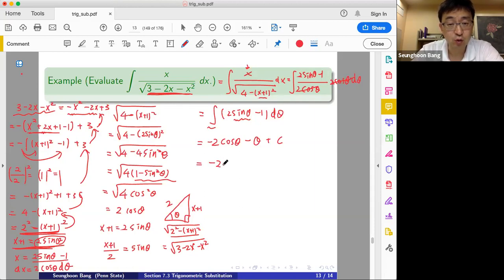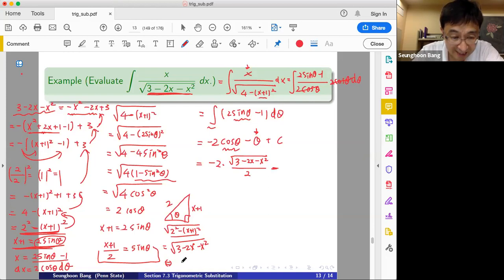Keep negative 2. What is the cosine theta here? Adjacent over hypotenuse: the square root of 3 minus 2x minus x squared over 2. Now, what is theta? Here, you can use inverse sine. x plus 1 over 2 equals sine theta, which is exactly the same as inverse sine of (x plus 1) over 2 equal to theta.